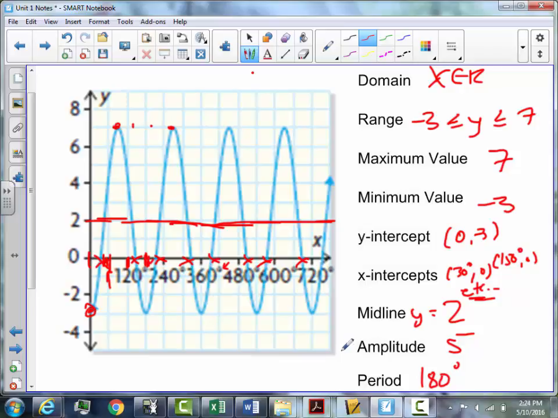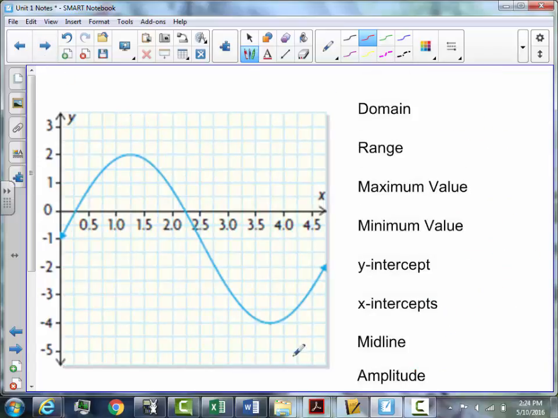Does that make sense? So from here to here would be 60 degrees. Here to here would be 120 degrees. Here to here would be 180 degrees. Still good?